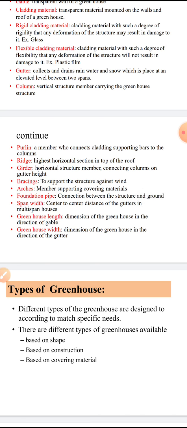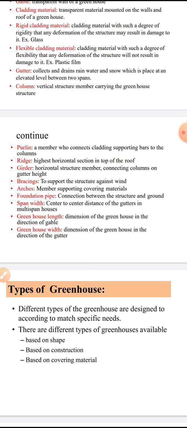Then purlin, a member which connects cladding supporting bars to the column. Then ridge, the highest horizontal section at the top of the roof. Girder, a horizontal structure member connecting columns at gutter height. Then bracings, to support the structure against winds.